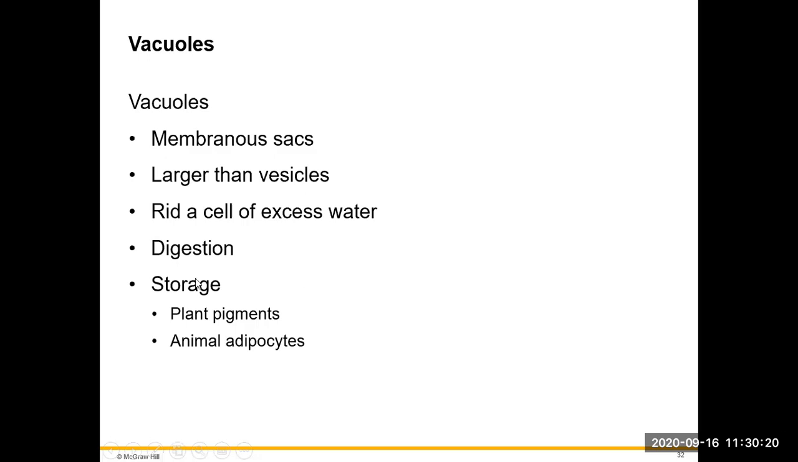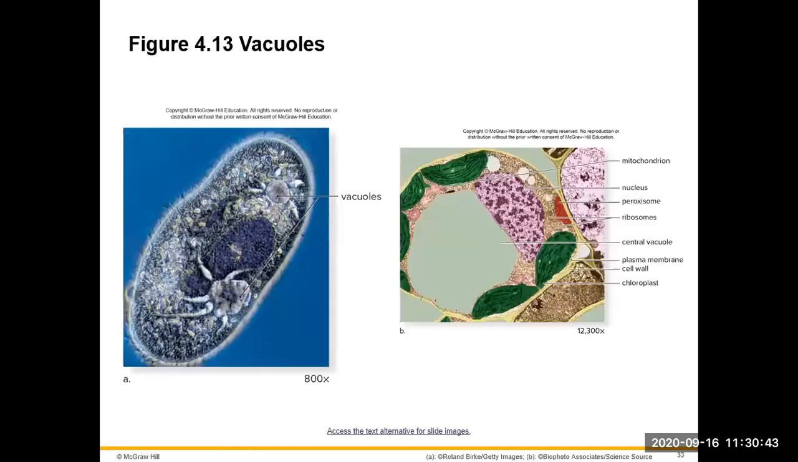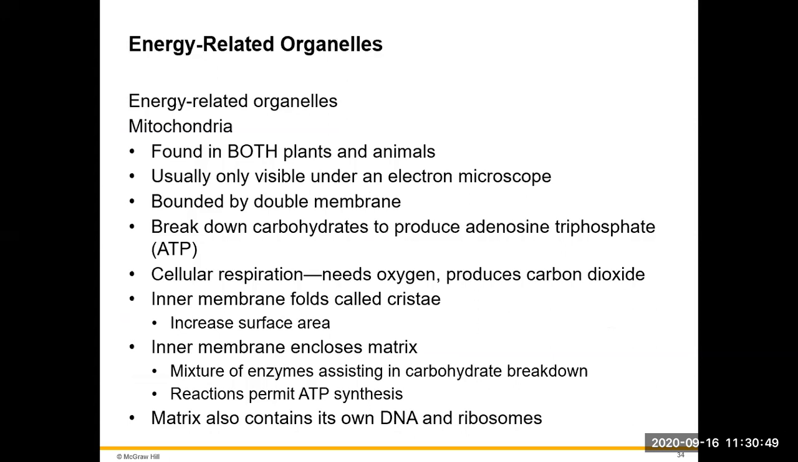In other organisms, vacuoles are used for storing plant pigments and animal adipocytes. Adipocytes are fat droplets. So some animals use vacuoles to store their fats for later use, so that they can use it when they need it most. These are the vacuoles. Vacuoles are very common in animal and plant cells.